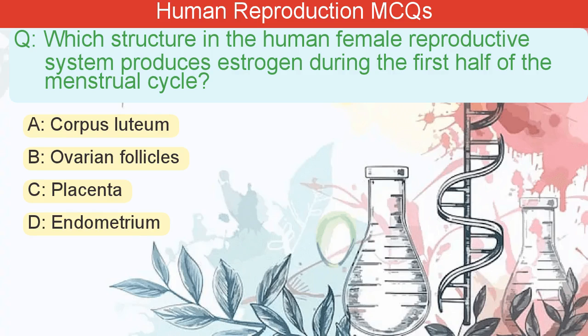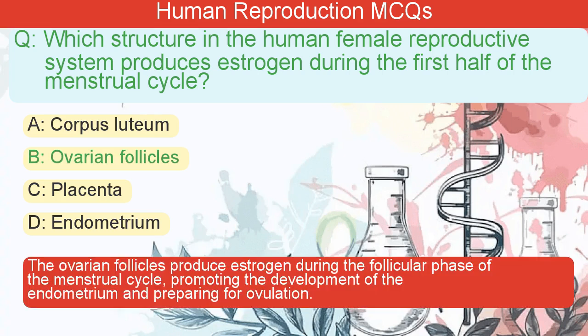Which structure in the human female reproductive system produces estrogen during the first half of the menstrual cycle? A. Corpus luteum. B. Ovarian follicles. C. Placenta. D. Endometrium. The correct answer is B. The ovarian follicles produce estrogen during the follicular phase of the menstrual cycle, promoting the development of the endometrium and preparing for ovulation.